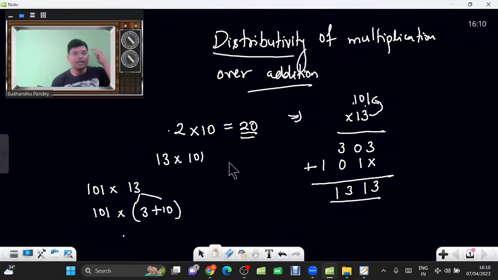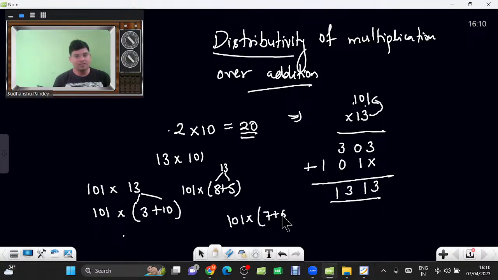You might be thinking, sir, can we write this as 101 into 8 plus 5? The answer is yes, because 13 can similarly be multiplied as 7 plus 6. This can also be done, because 13 can further be distributed as a sum of 7 and 6. Understood? But why have we chosen 3 and 10? 3 and 10 are chosen because it is easy to multiply a number by 10.